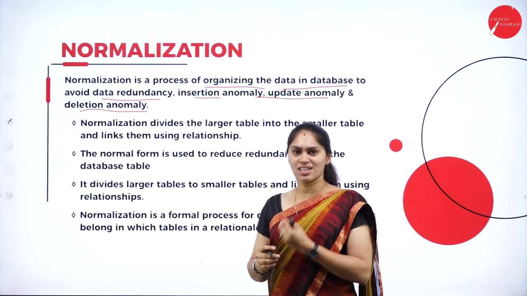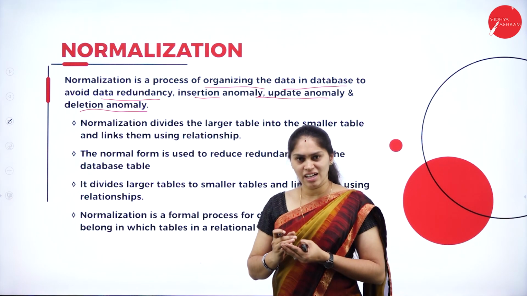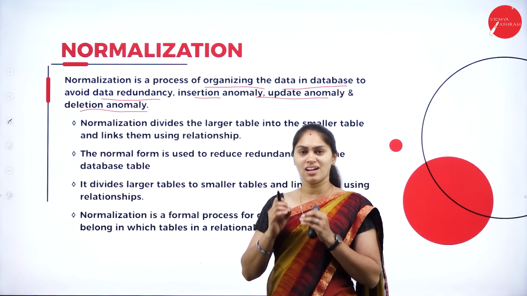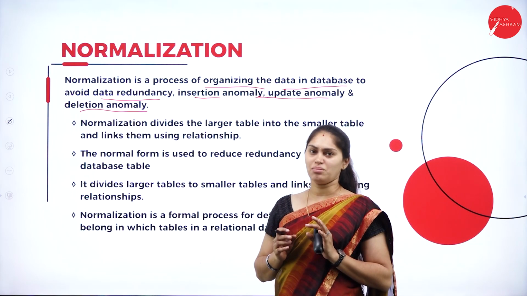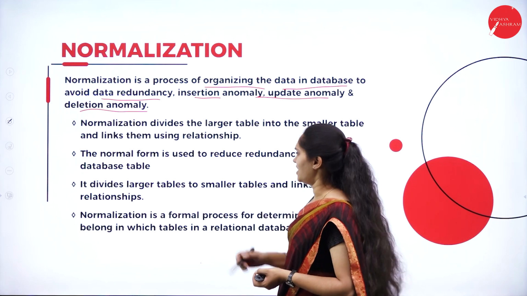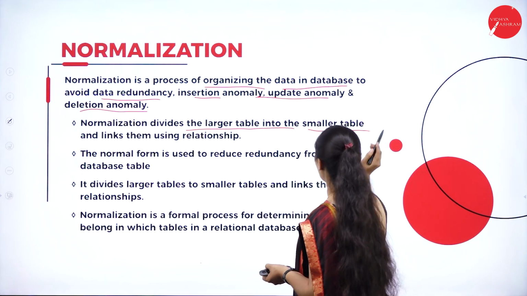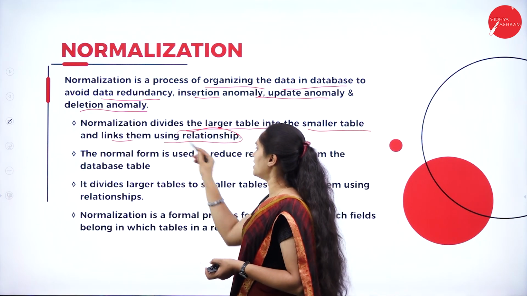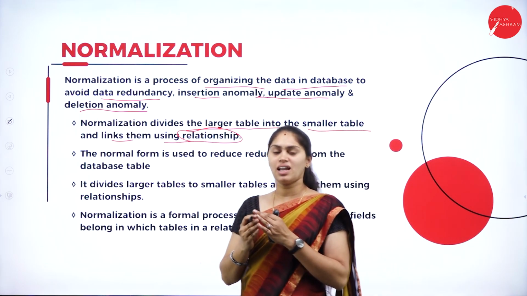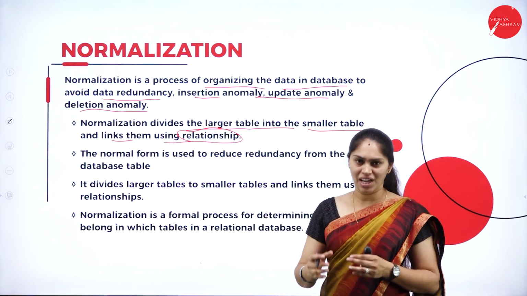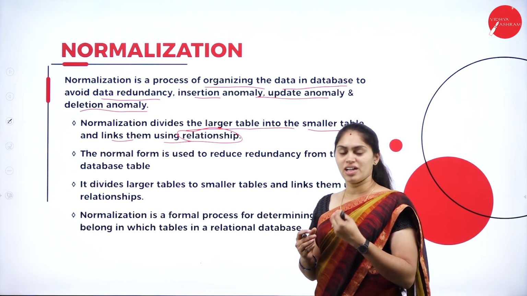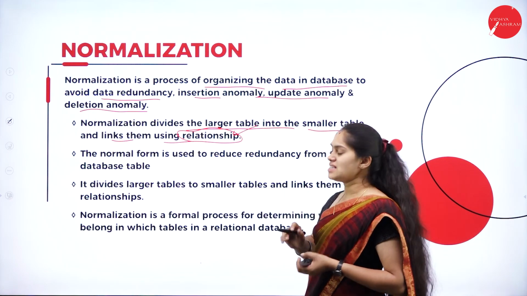So in the normalization process, we are organizing the data in some standard. Whenever we are organizing it, we can reduce the inconsistency, improve the integrity of the data, avoid redundancy or duplication, and anomalies can be removed with the help of this normalization. Then how do we do this normalization? It will divide the larger table into smaller tables and link them using relationships. Instead of having a large table, we are dividing that into a number of tables and creating a relationship between one table and another.